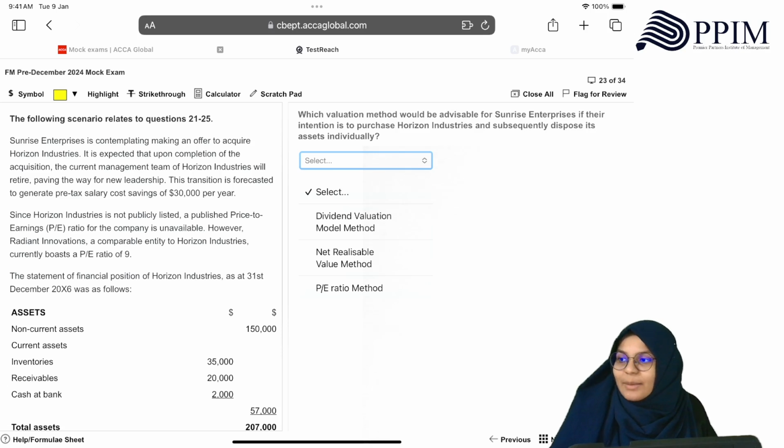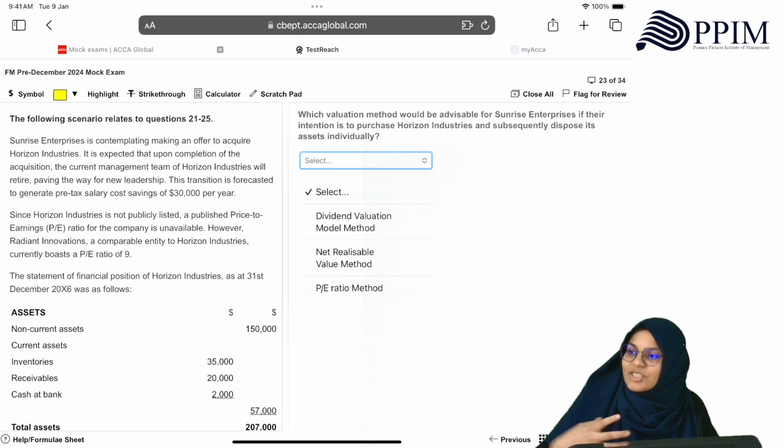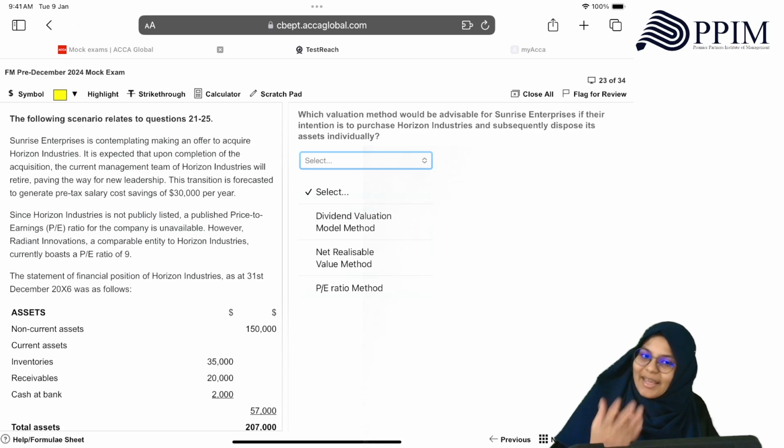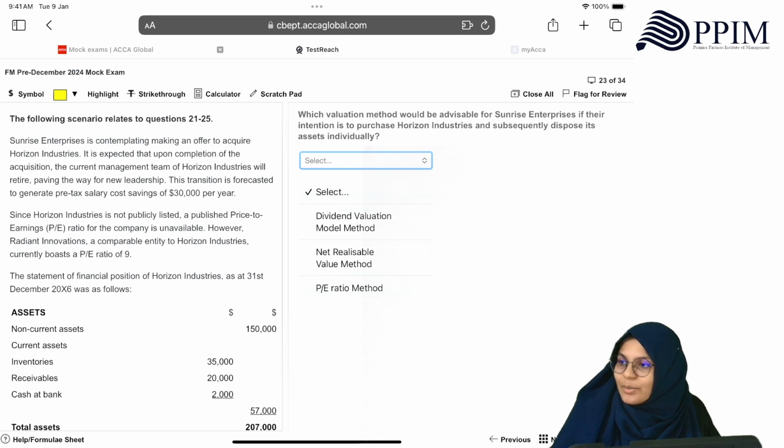But here we do not have that intention. We are buying the company with the intention of selling the assets off. We don't want to run the business, right? So DVM is not a good option. NRV, net realizable value, is an asset based valuation method, right? Remember, if you are going to buy a company just to sell its assets and not to run the company, then the best valuation method will be an asset based valuation. So in this case, NRV is the best one that we have.